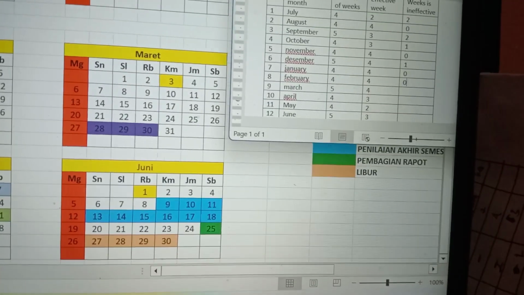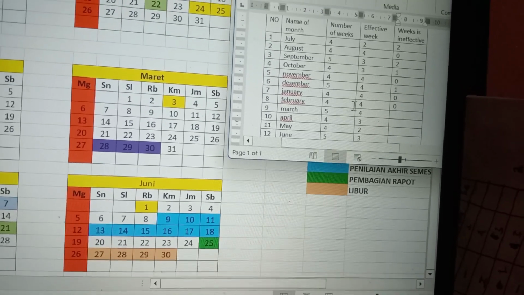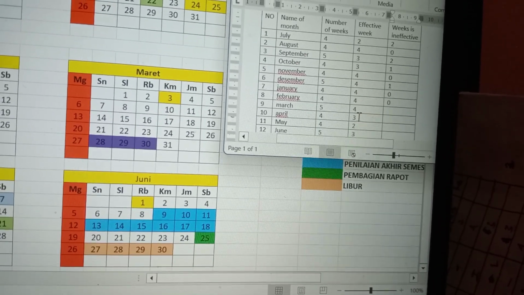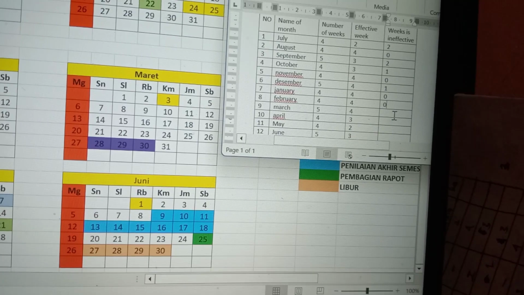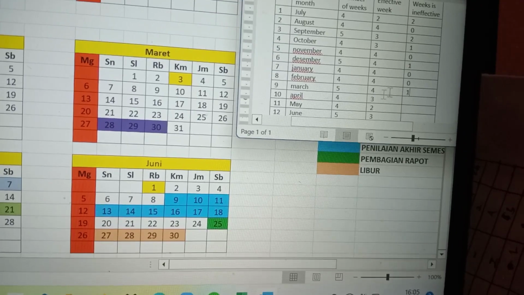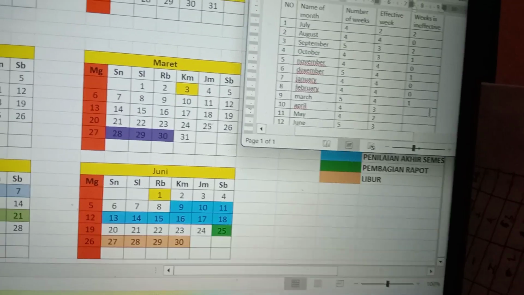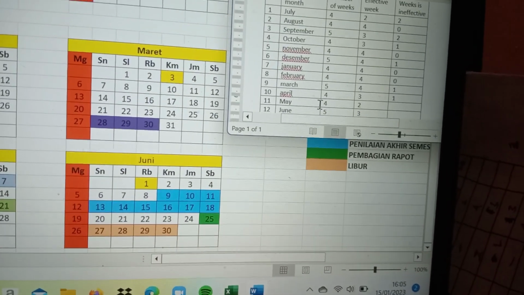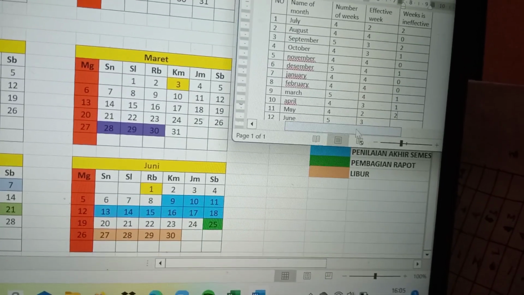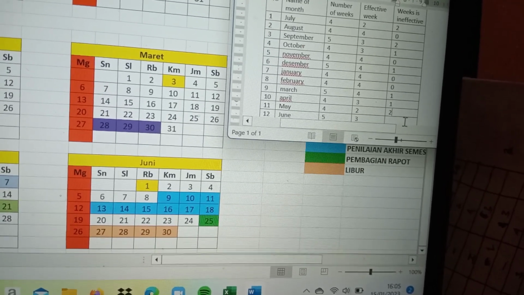Now I will continue in March. The number of weeks is 5 minus the effective weeks is 4, so the ineffective weeks is 1. In April, 4 minus 3 equals 1, and May, 4 minus 2 equals 2. And the last is June, 5 minus 3 equals 2.